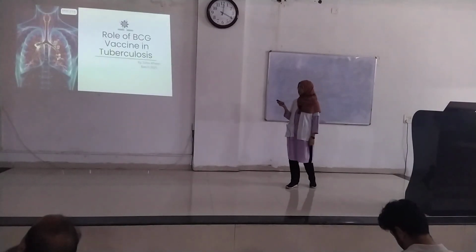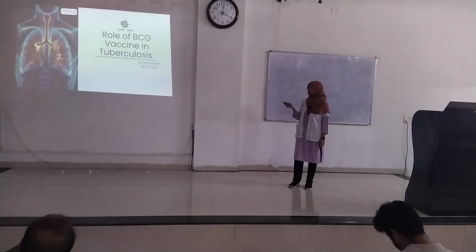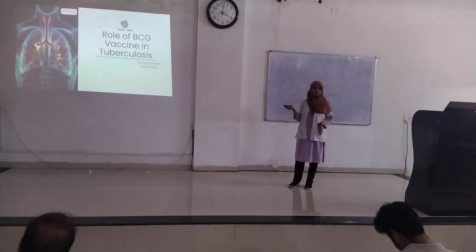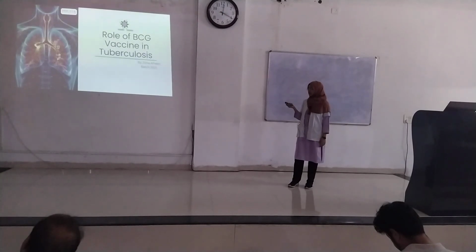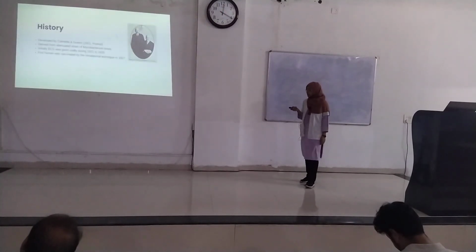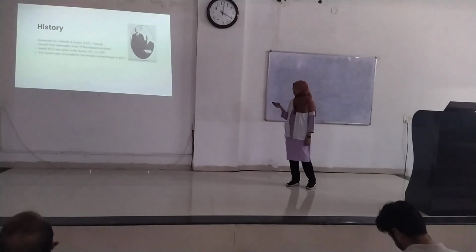Tuberculosis continues to be one of the world's biggest infectious killers. Every year, about 10 million people suffer from TB and over 1 million die from it. BCG is the only available vaccine against tuberculosis. In fact, every year, 100 million newborns receive the BCG vaccine at birth.